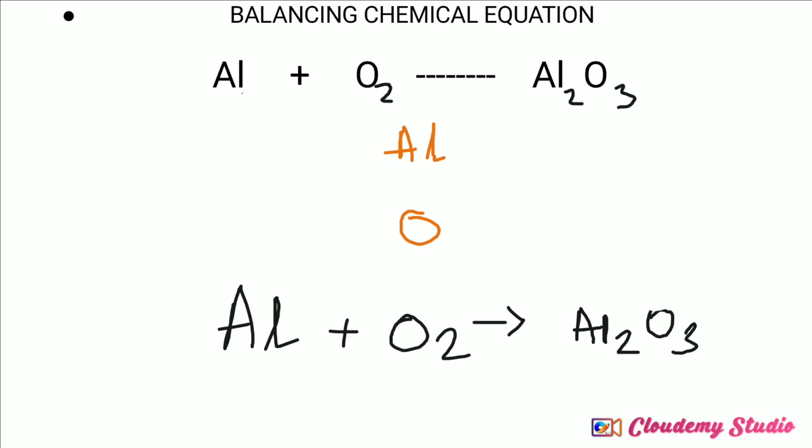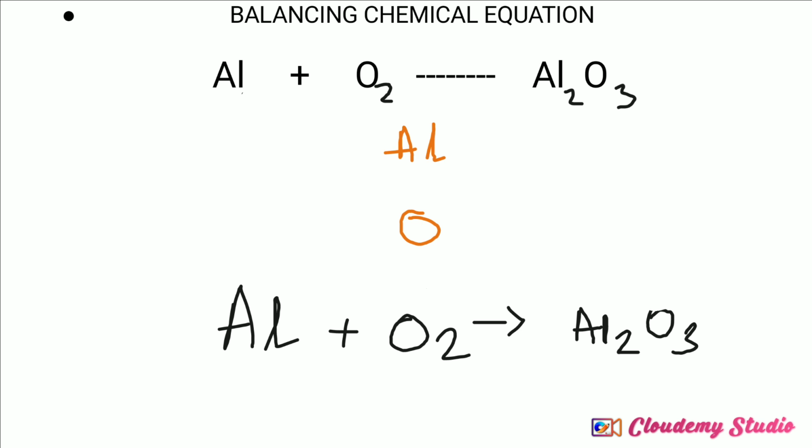Let's balance one more equation. This is the reaction between aluminium and oxygen to form aluminium oxide. I have noted down the atoms present on the reactants as well as the products. They are only two atoms, aluminium and oxygen.